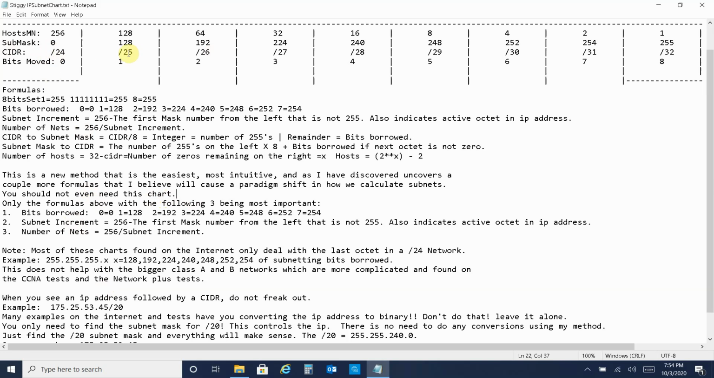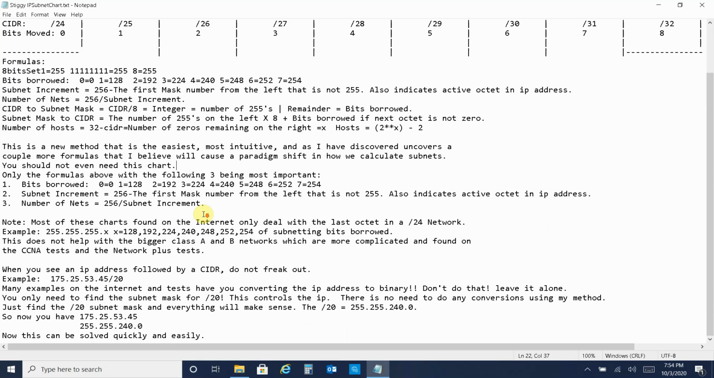There's your slash 25, then 192, 224, and so on. So, I mean, you're going to get this. Please just hang with me here. It's going to get better. We're going to go down the rabbit hole, and you're going to be very excited.